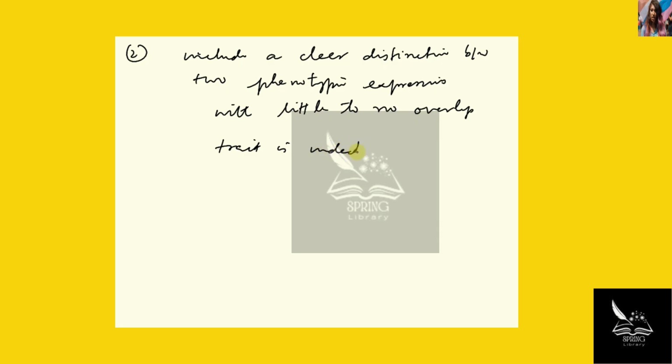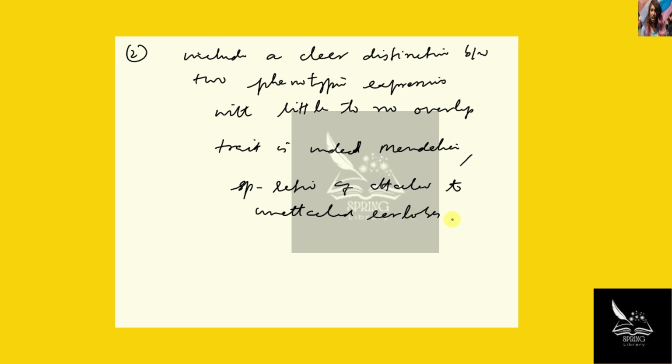Additionally, if the trait is indeed Mendelian, we would expect a specific ratio of attached and unattached earlobe in the population, for example, 3:1 or 1:1, depending on the mode of inheritance.